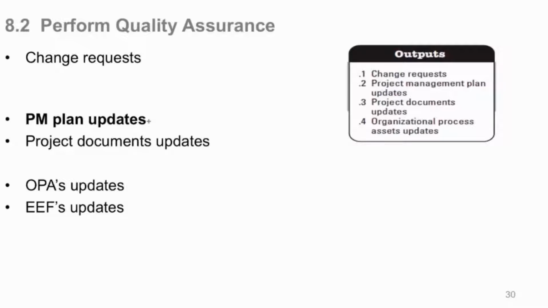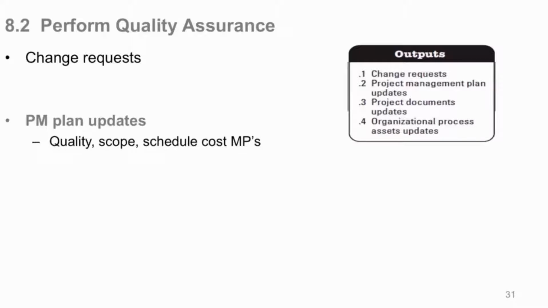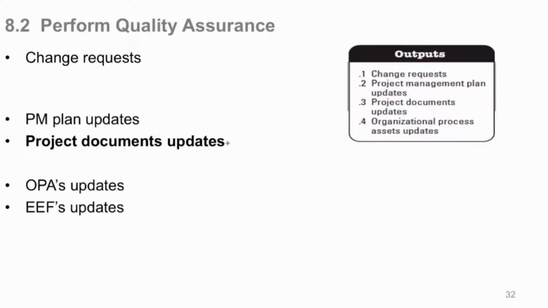Your output, your project management plan, and any of its subsidiary plans may be updated because you're adjusting quality, so some of those plans may be refined so that you can provide better quality. Your quality management plan, your scope management plan, scope baseline, your schedule plan, your cost management plans, all those may be affected as you adjust and improve the quality posture of your processes and your deliverables and your project in general.